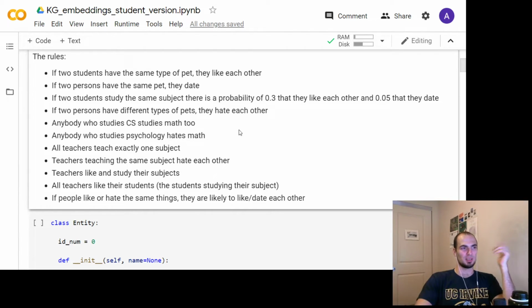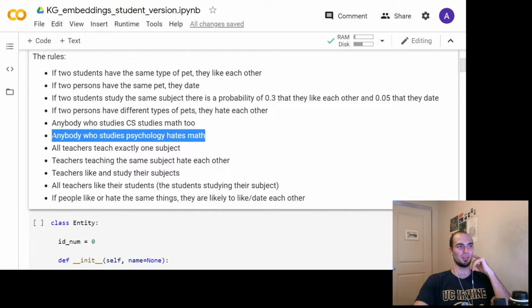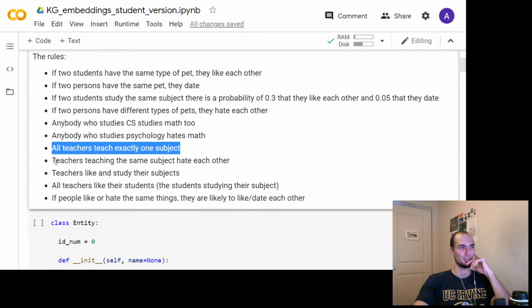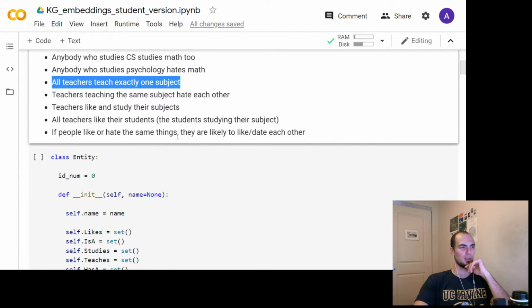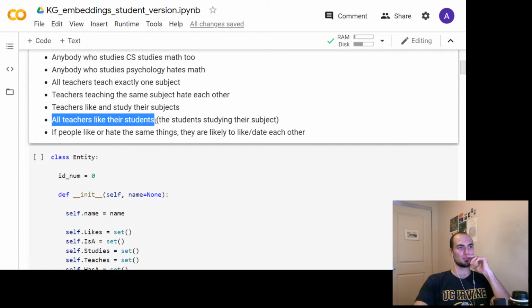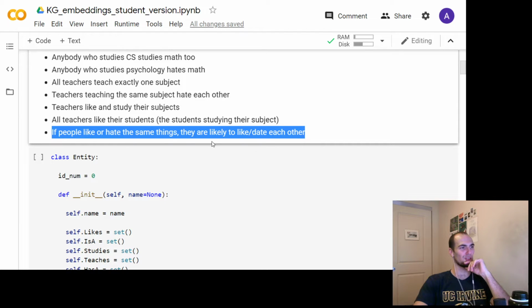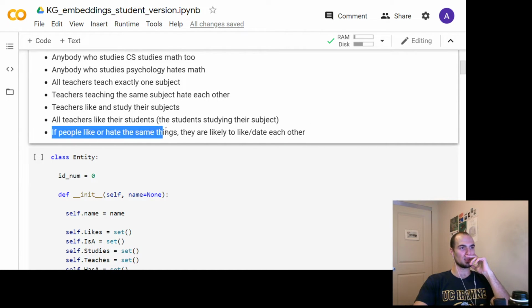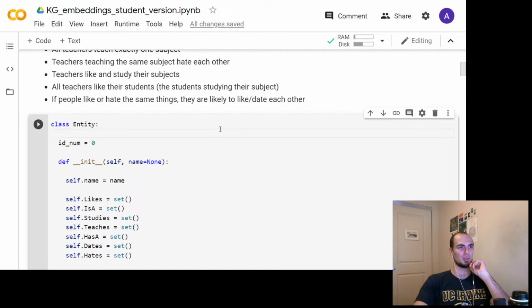Next, anybody who studies computer science studies mathematics too. I believe that's how it should be, and I think that's largely how it is. Anybody who studies psychology hates math. This is a little bit of self-irony. Actually, my first degree is in psychology, so I'm just trolling myself. All teachers teach exactly one subject. Teachers teaching the same subject hate each other. It's rivalry. Everybody thinks that their subject should be taught in a different way. Teachers like and study their subject, and all teachers like their students. The teachers just love it when students attend their lectures and study their subjects. So if people like or hate the same things, there's a probability they're going to like each other or date each other.